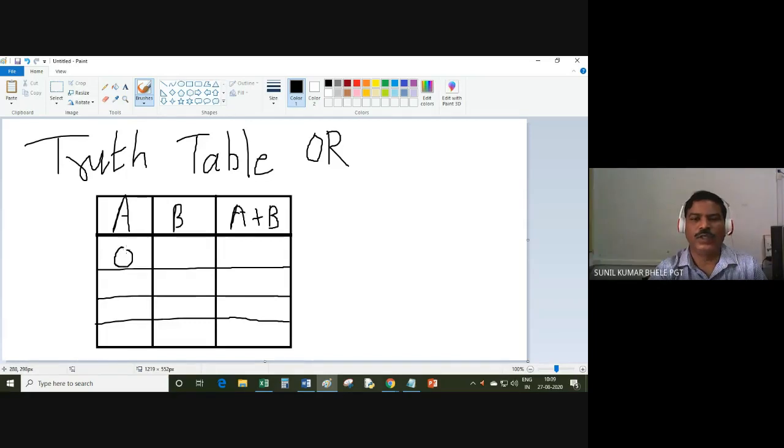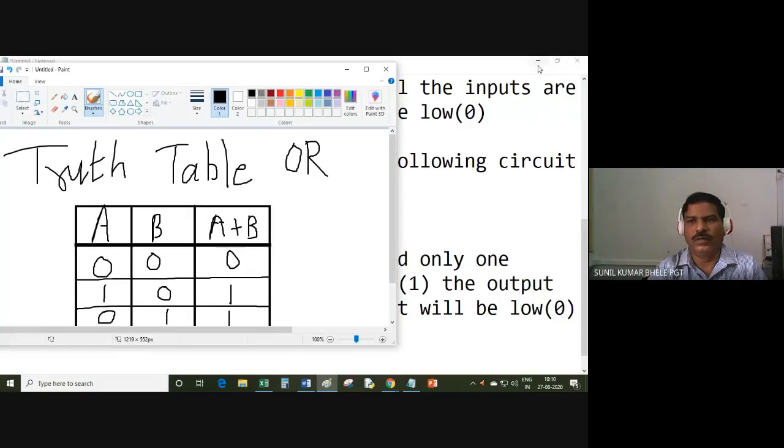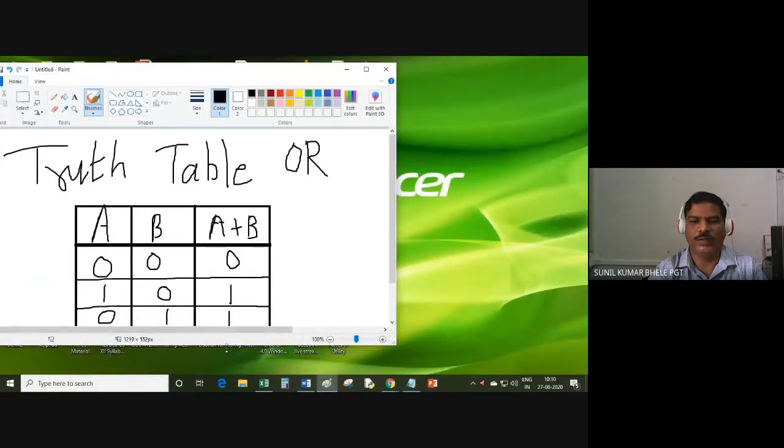If both the inputs are 0, the output will be 0. If A is 1, B is 0, then the output will be 1. If A is 0 and B is 1, the output will be 1. If A is 1, B is 1, the output will be 1. So if any input is high, the output will be high, otherwise the output will be 0. This is the truth table of OR gate. So note down this truth table, draw this truth table in your notebook.